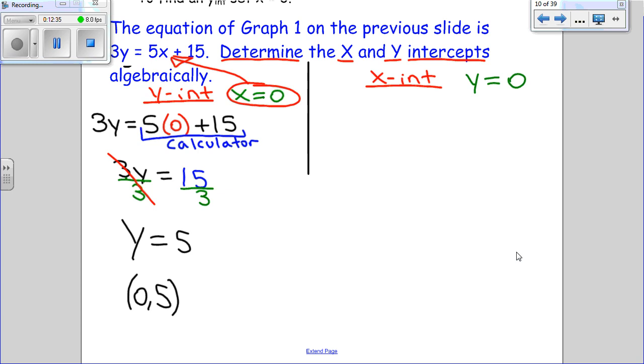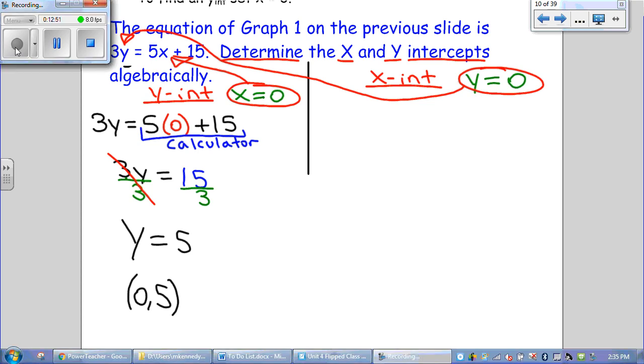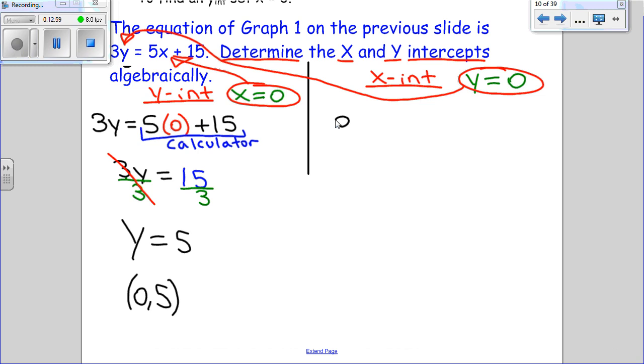You then take that y equals 0 and you plug it in the equation to actually calculate what it equals. So your goal was to take that y equals 0, plug it into your equation. So you should have had something that looked like this. You should have 3 bracket 0 bracket, then equals 5x plus 15.